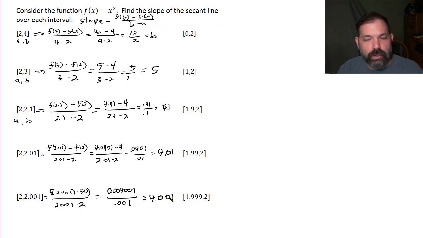If we look at these values, they appear to be getting closer and closer to what value? Hopefully, you're thinking, hey, they're getting closer and closer to 4. So these slopes, these values, appear to be getting closer and closer to 4.